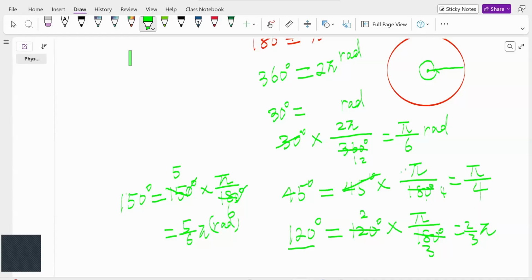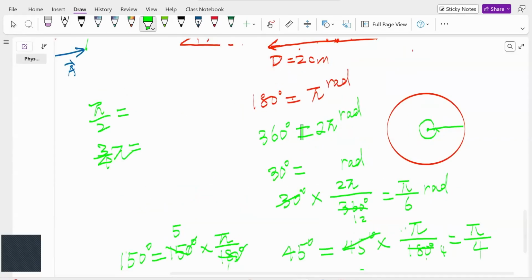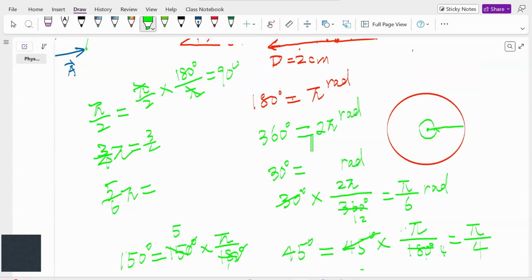How about 3 over 4 pi? How do you change it to degrees? Pi over 2, what do you get? Pi over 2 should be 90 degrees, right? How do you set up the conversion factor? 180 degrees over pi. So that's how you get 90, right? Yeah. Good. Now 3 over 4 pi.